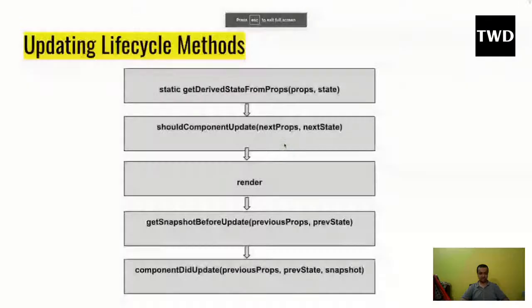After this, shouldComponentUpdate will run. This is a new thing. After that render will run, getSnapshotBeforeUpdate will run, and componentDidUpdate will run after that. One thing I will tell you: in this whole thing, actually only one method is very much important, which is componentDidUpdate. Render by default is always there. The rest of the things we never use, neither in React class based nor in functional.